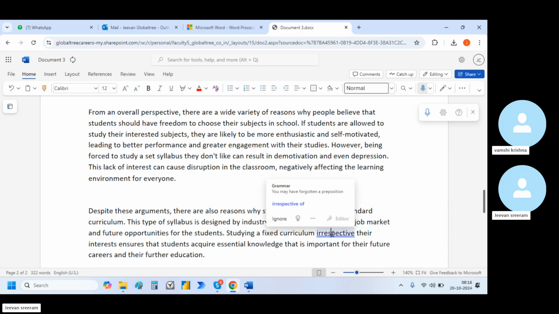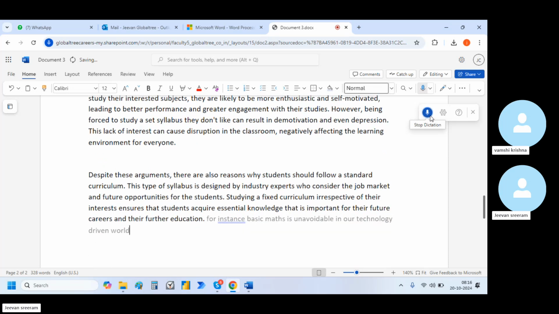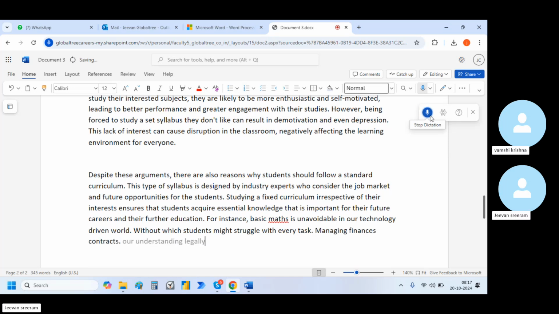Okay, studying a fixed curriculum, irrespective of their interest, ensures that students acquire essential knowledge that is important for their future careers. And yeah, this is what I want to tell. Let me give you an example. For instance, basic maths is unavoidable in our technology driven world, without which students might struggle with every task, managing finances, contracts, or understanding legal issues, not to mention learning essential computer skills.